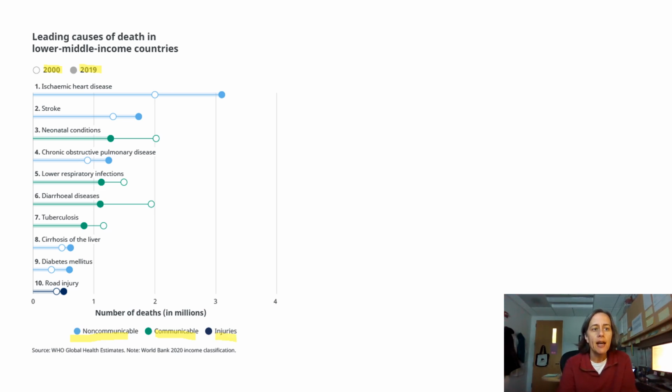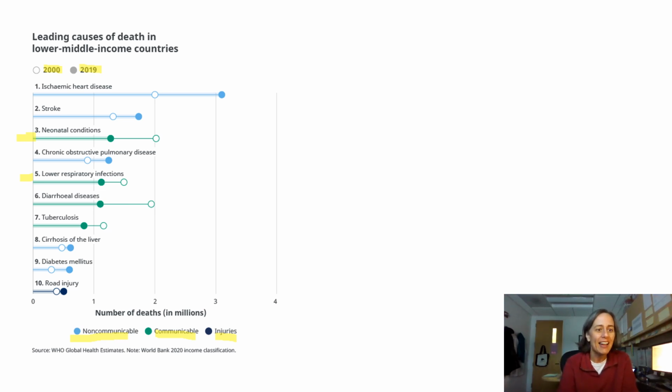So we can see that in lower to middle income countries, we still see those non-communicable diseases of heart disease and stroke as the big two, but then we see neonatal conditions. These are communicable diseases. These are infections in infants. Okay, so these are infections in newborns. Then number 4 is lung disease from smoking. But then number 5 is lower respiratory infections or pneumonias. And this was before COVID, right?